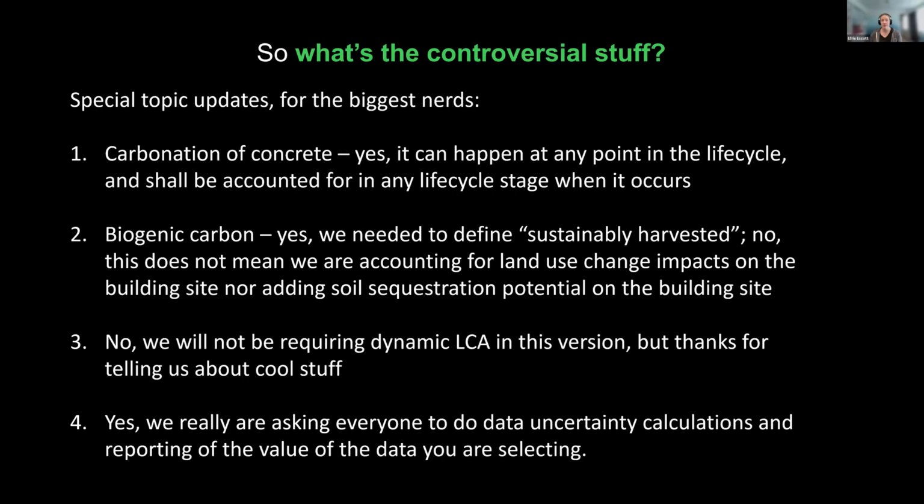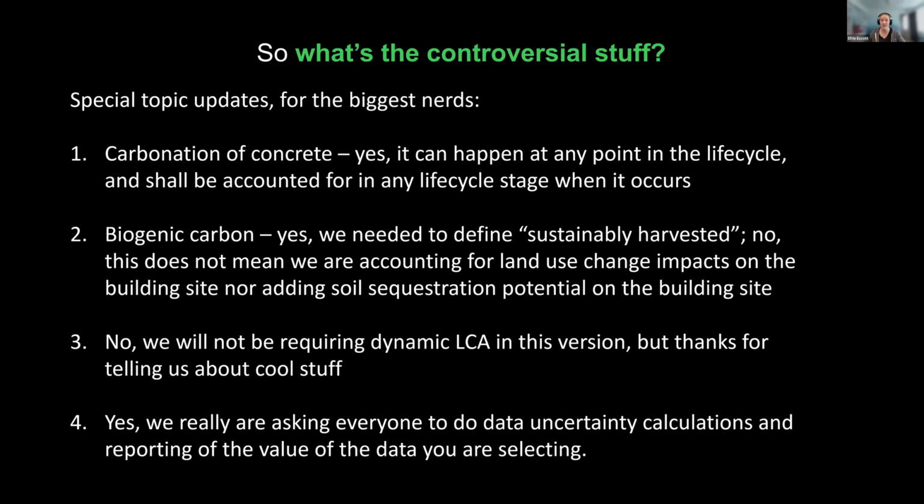Okay, item number 3, dynamic LCA. It is super cool. I agree. We're not going to try and add that for what is supposed to be a minimum standard. For everyone who doesn't know about dynamic LCA, essentially this is saying the grid is decarbonizing. Our products are made with energy that comes from the grid. We should be able to project forward how much embodied carbon will be in products in the future and not assume that they will have the same impacts that they have now.